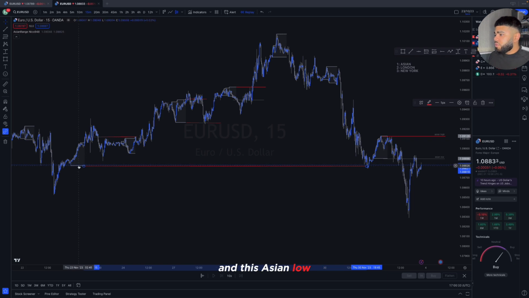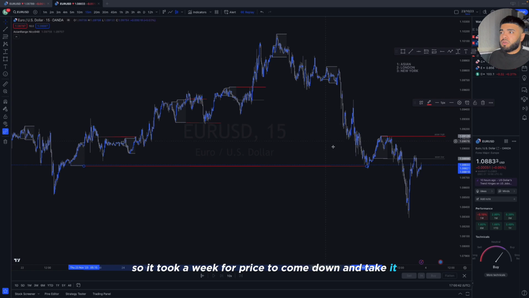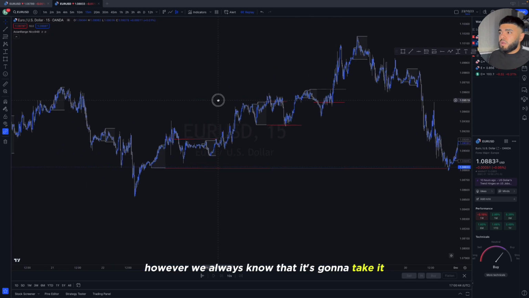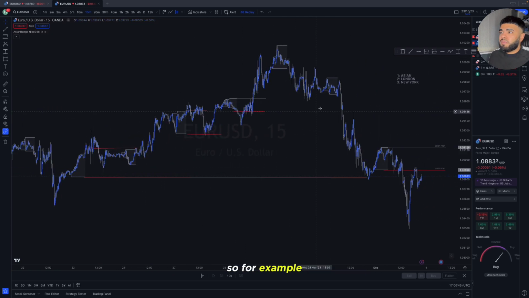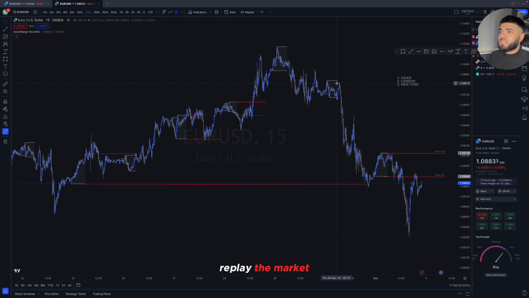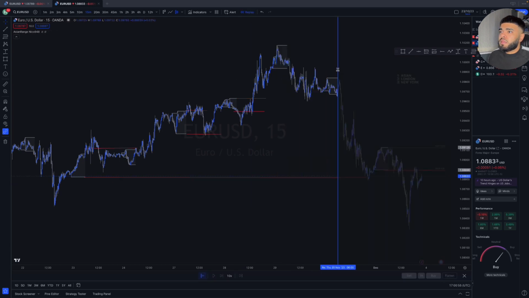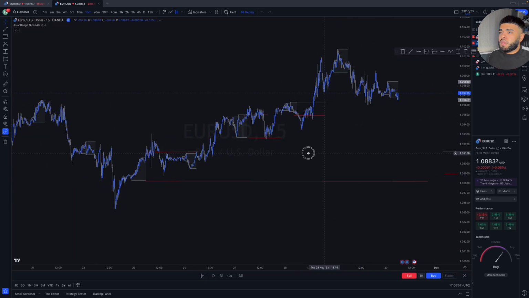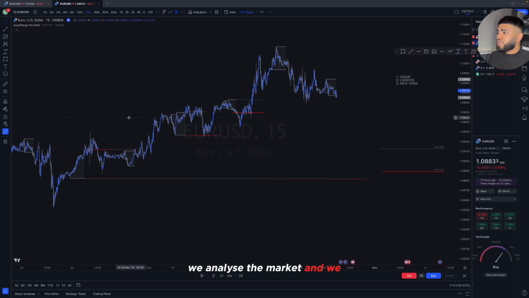This Asian low was created on Thursday, and literally after a week, price came and took it. So it took a week for price to come down and take it. However, we always know that it's going to take it. So for example, let me replay the market. Say we were over here, and we're analyzing the market, and we can see that there's an Asian low right here that's not been taken. If I mark this out.